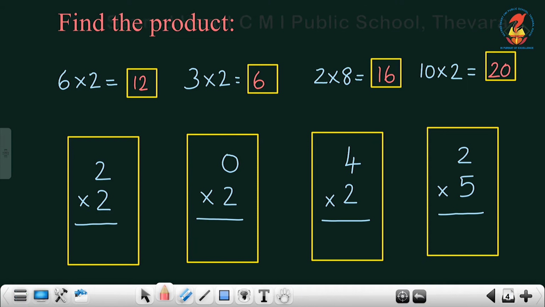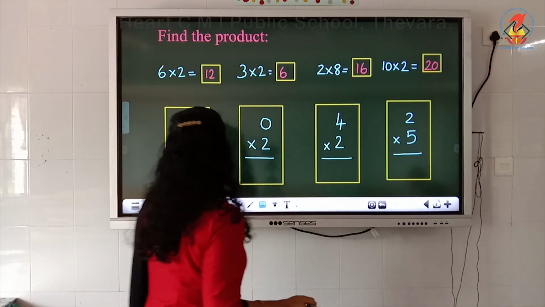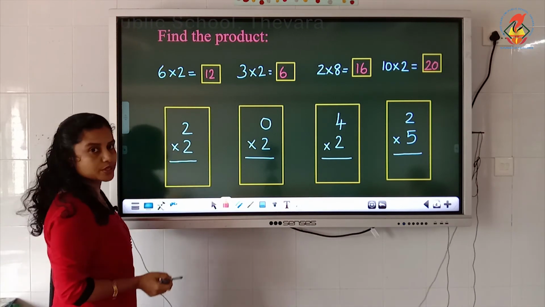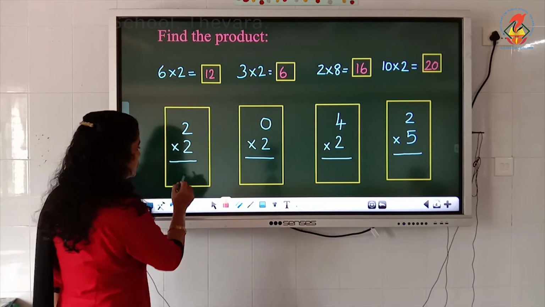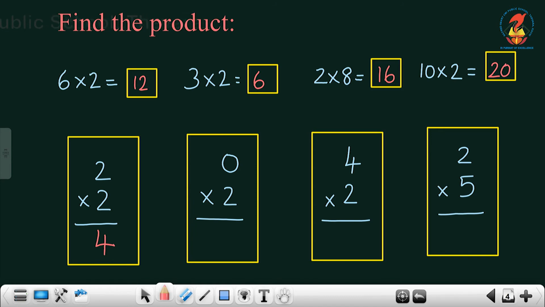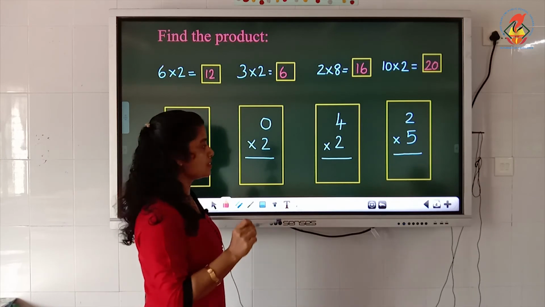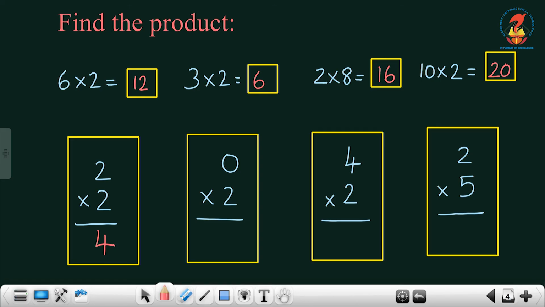Write the number 20. Now the next question, read the question. 2 times 2. What is 2 times 2? 2 times 2 is equal to 4. Next question, 0 times 2. When we multiply a number with 0, what is the answer? Answer is always 0. So what is 0 times 2? 0 times 2 is 0.